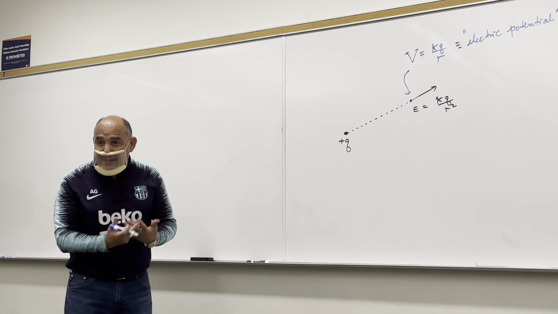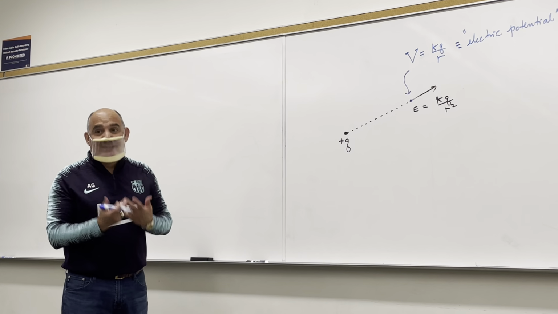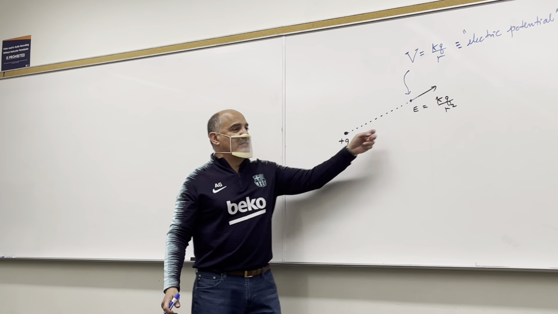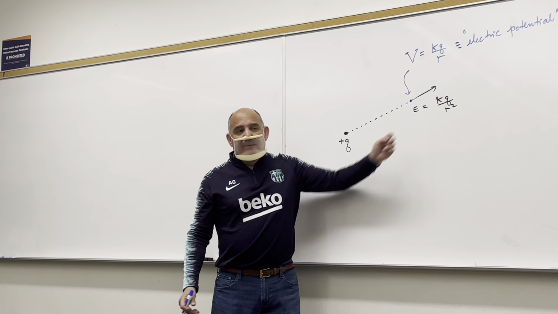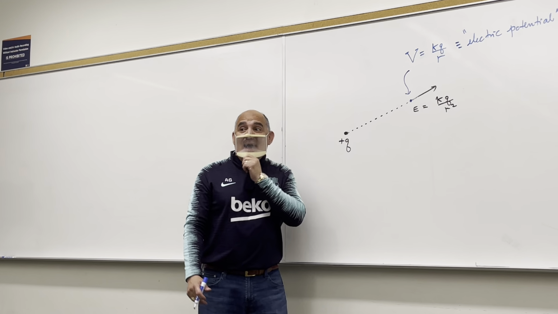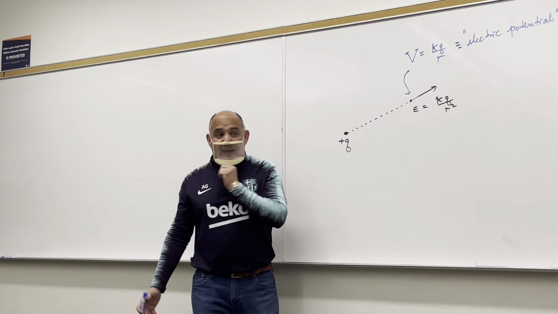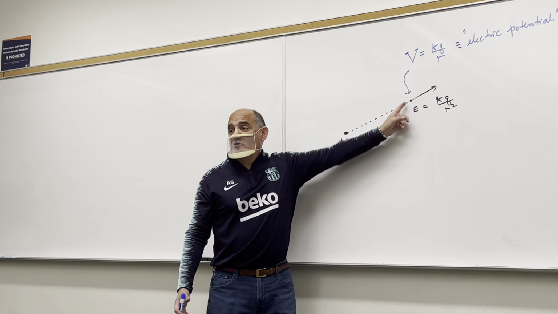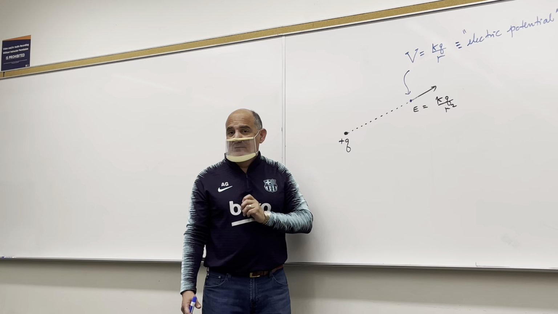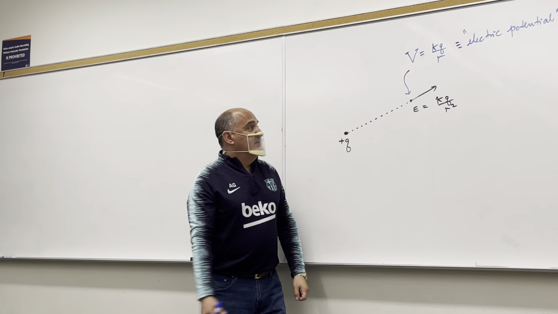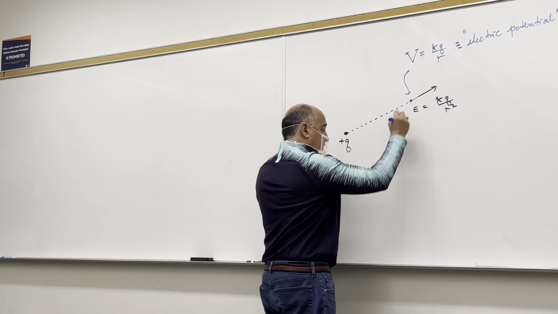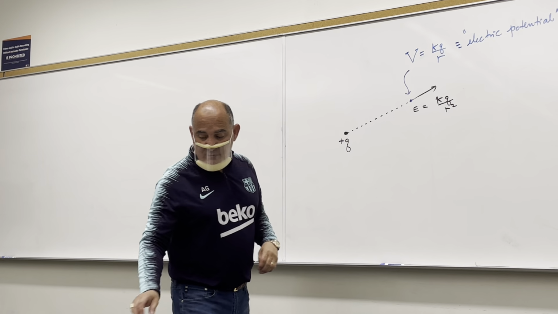Now, if I put another charge over there, then I can ask, what is the force that this charge exerts on that one? Right? And I can also ask, what is the potential energy of that charge as it interacts with this one? Then I can talk about the energy. So if I place a charge over there, I'm going to use green.